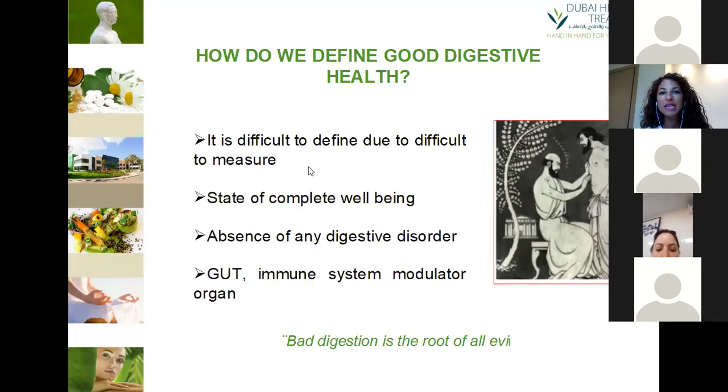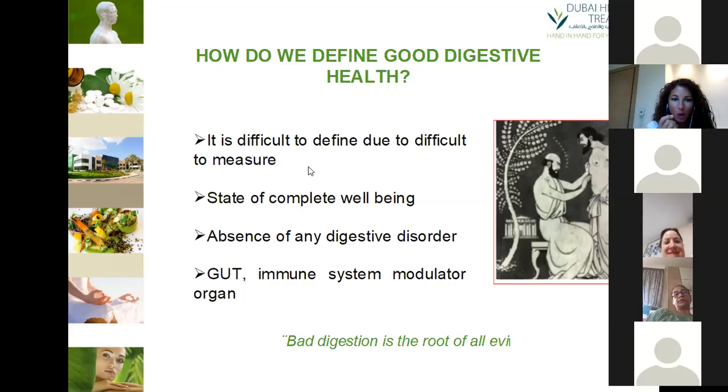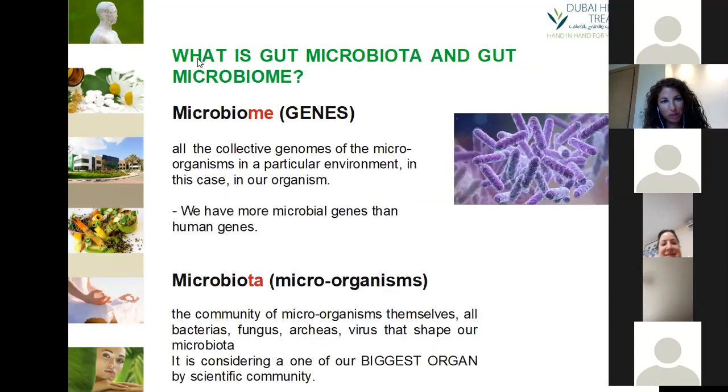Also, we define a good digestive health as an absence of any digestive disorder. Nowadays, it's very difficult to find people who don't have bloating, constipation, diarrhea, bowel movement problems. It's very difficult, apart from children. And when we talk about good digestive health, we need to talk about our gut as our immune system modulator organ. So our gut plays a very important role, and stress impacts directly on our gut. I hope this is clear.